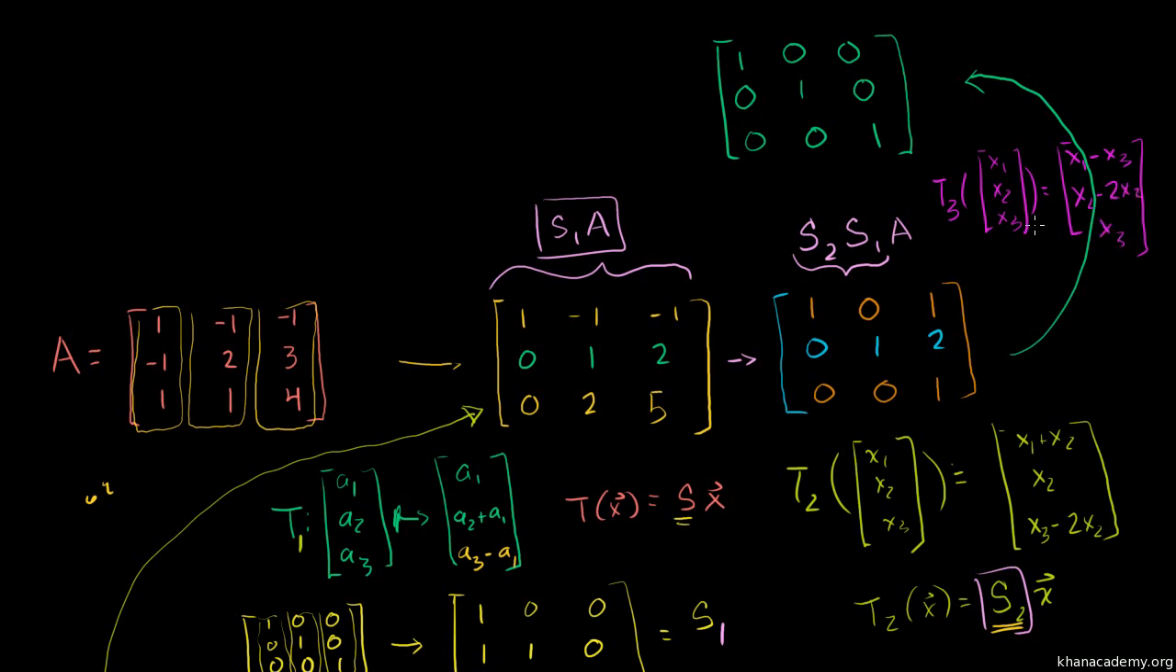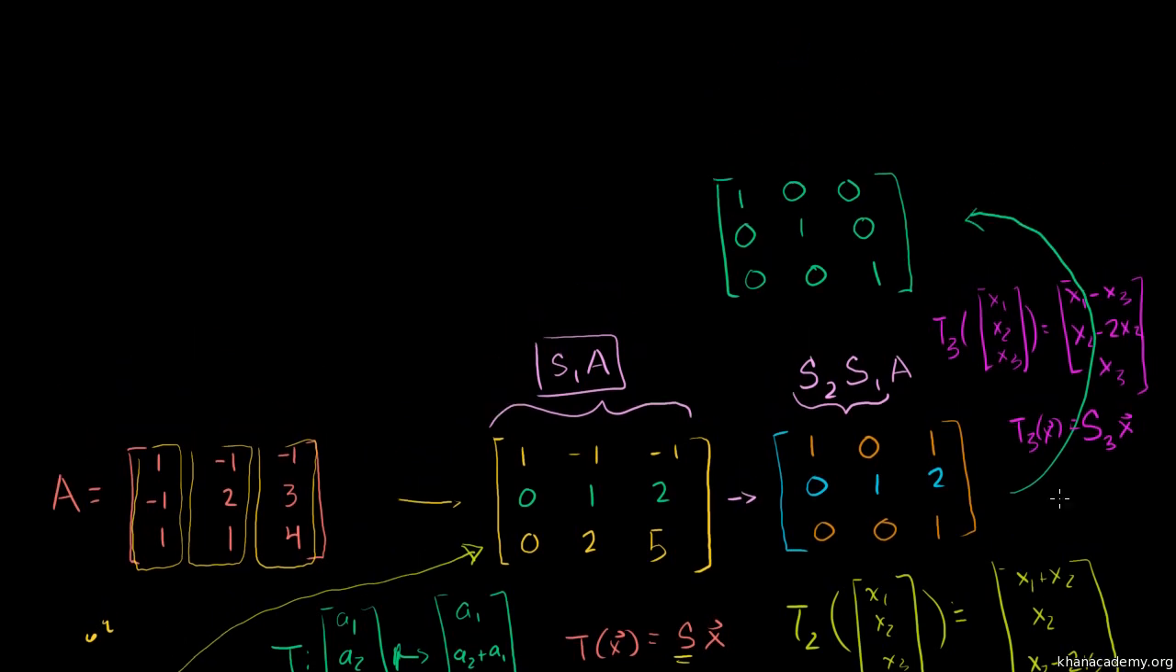So obviously, this could also be represented. T3 of x could be equal to some other transformation matrix, S3 times x. So this transformation, when you apply it to each of these columns, is equivalent to multiplying this guy by this transformation matrix, which we haven't found yet. But we can write it. So this is going to be equal to S3 times this matrix right here, which is S2 S1 A.